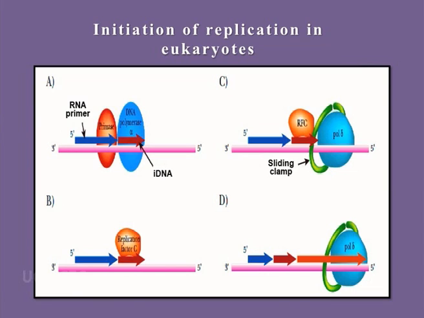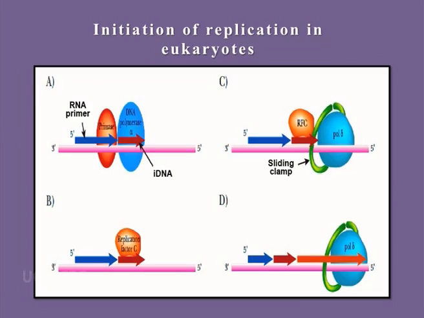The short RNA primer is further extended by DNA polymerase alpha, which produces a DNA of 3 to 4 base pairs long. This is known as initiator DNA. The initiator DNA is then bound by replication factor C. The replication factor C then attracts the PCNA bound with the polymerase delta, and then the polymerase delta extends the growing polynucleotide chain. In this way, the initiation of DNA replication in eukaryotes takes place.